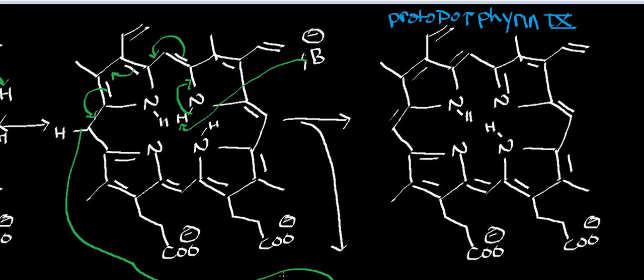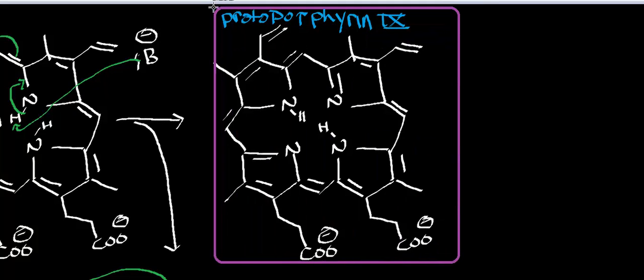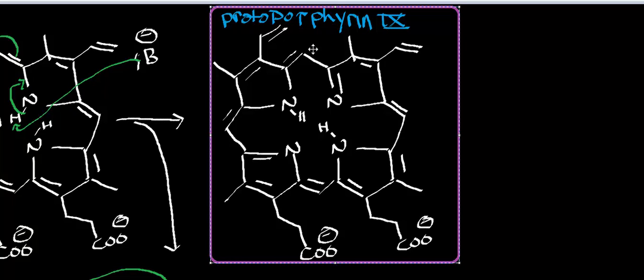Okay? And in the process, after this mechanistic step, we generate the final product, which will go on to react with ferrochelatase, and that is protoporphyrin 9.